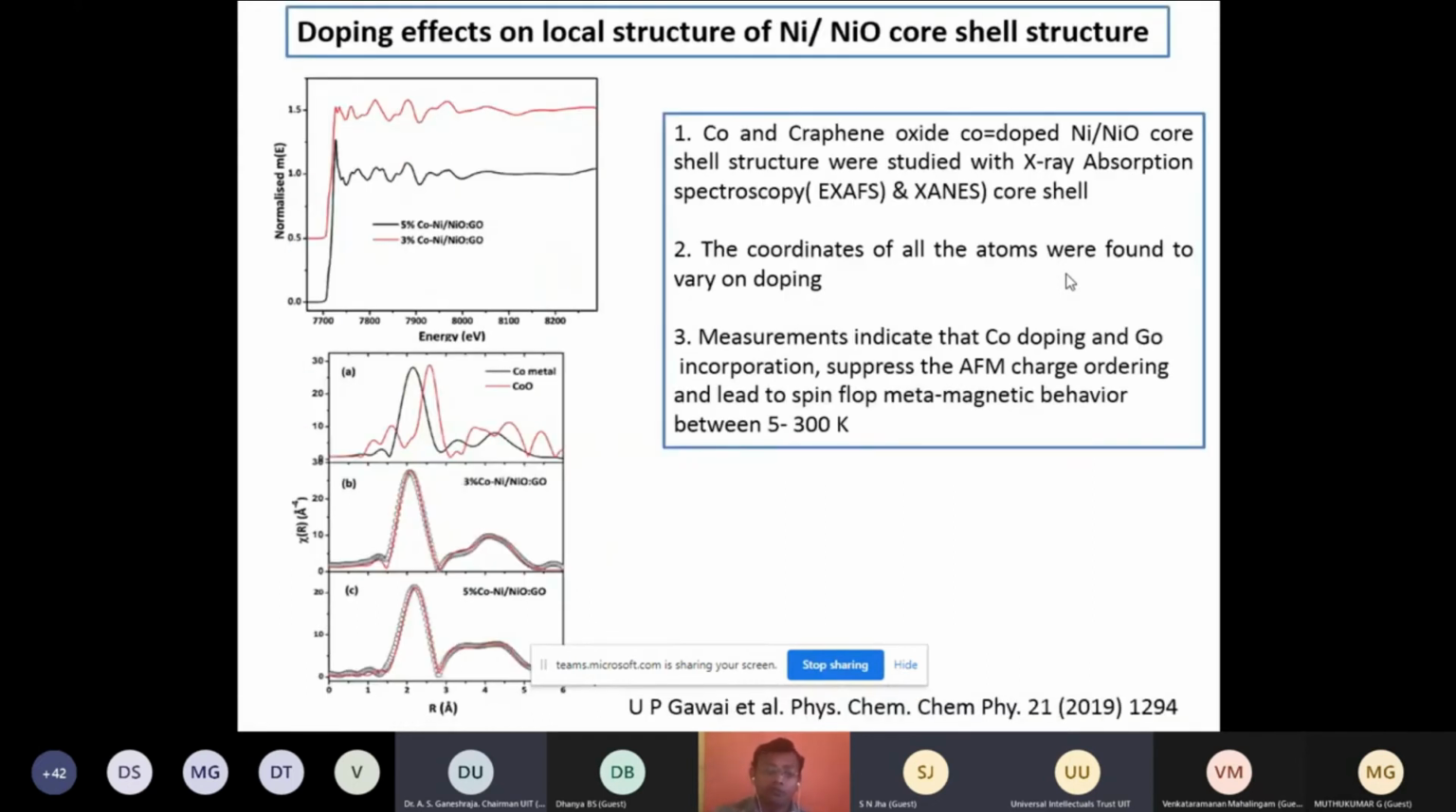And this is another example where doping effects on the local structure of a nickel oxide core shell structure have been studied, and the coordination of all the atoms is found to vary on doping. Measurements indicate that cobalt doping and Ge incorporation suppress the antiferromagnetic charge ordering and lead to spin flop metamagnetic behavior in this temperature range. This was done in collaboration with one of our users, Dr. U. P. Gabai, and has been published in PCCP.